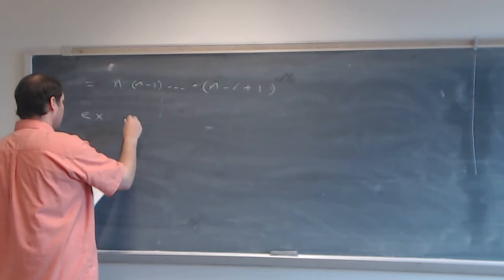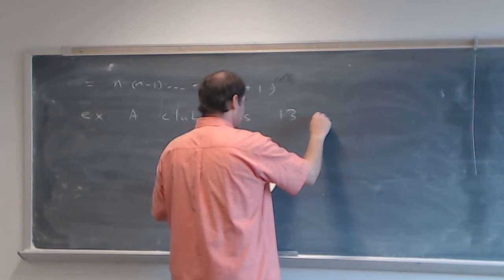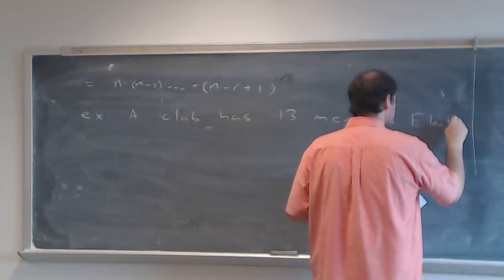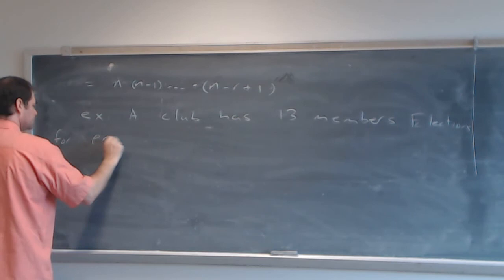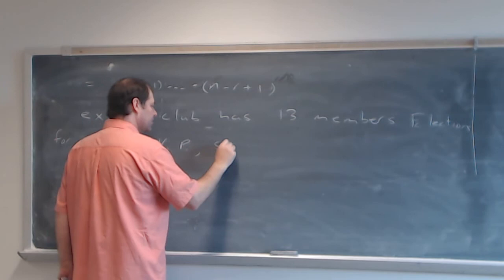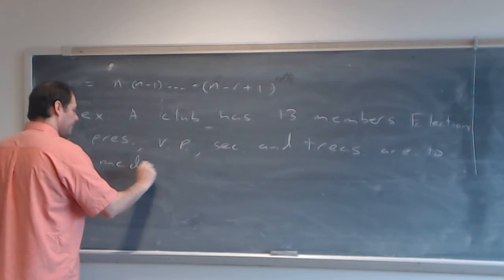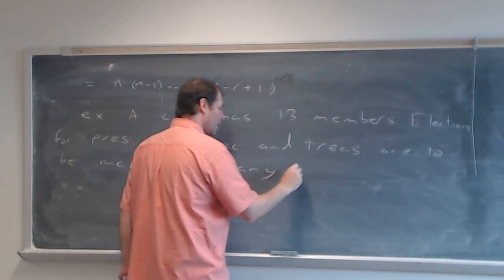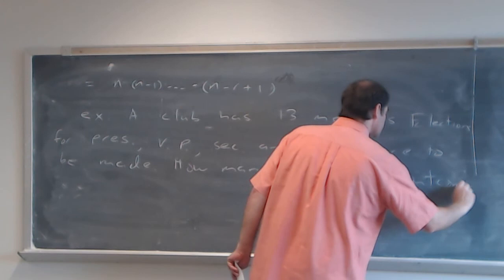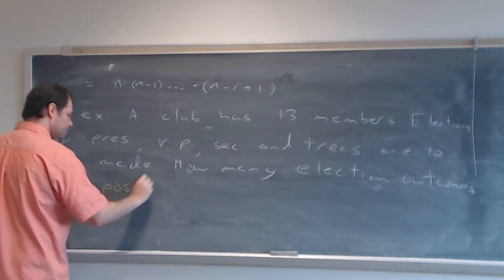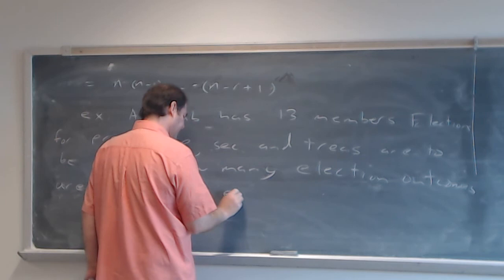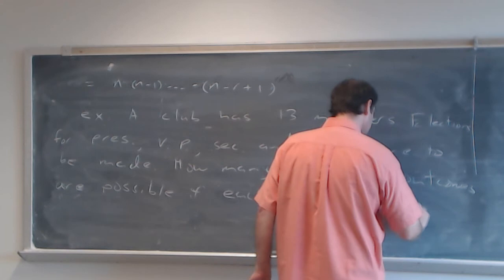A club has 13 members. Elections for president, vice president, secretary, and treasurer are to be made. How many election outcomes are possible if each member is eligible for each office?